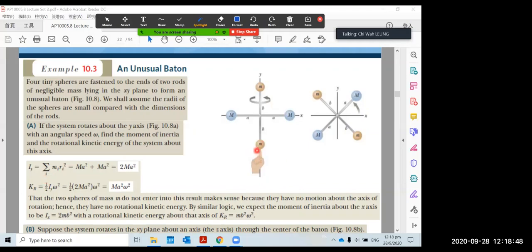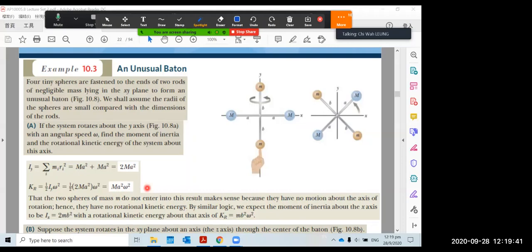For the first configuration, if the particles are very small, let us assume they are small compared with the dimensions of the rod. So we could assume the distance of the ball from the axis of rotation is 0 for the two small m. For the two large M, that is not. They are at a distance a from the axis of rotation. So what is the total moment of inertia for the first system? M times a squared for the first ball, M times a squared for the second ball, 2Ma squared. Total kinetic energy, here you have 1/2 I omega squared, and that is M a squared omega squared.